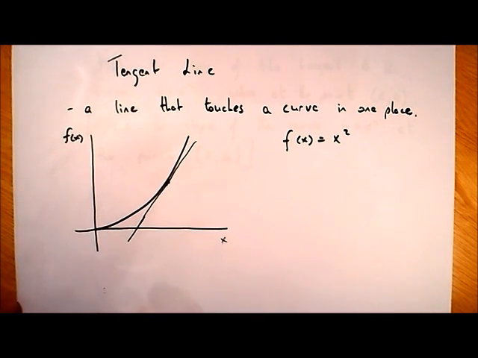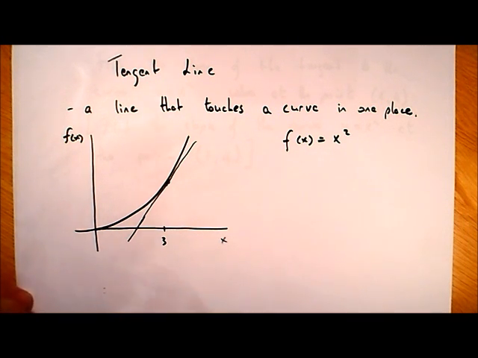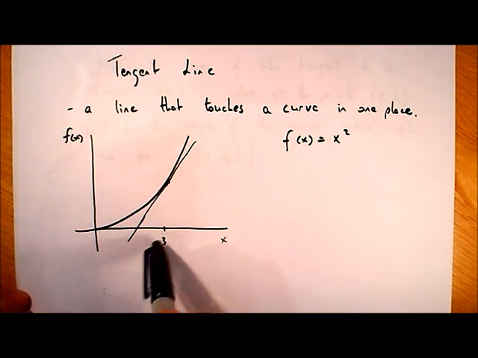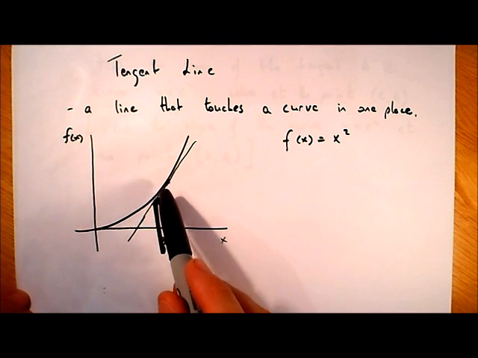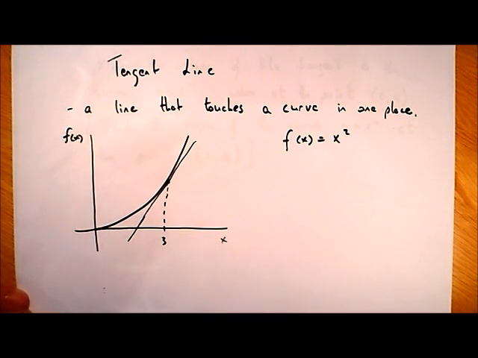And what is true, say this is where x is equal to 3, is that the slope of the tangent line and the slope of the curve at any value of x are exactly the same. So right at this point when x is equal to 3, the slope of the tangent line that I've drawn and the slope of the curve are exactly the same thing.